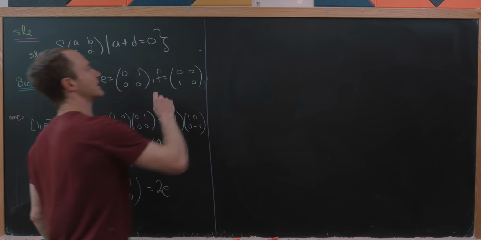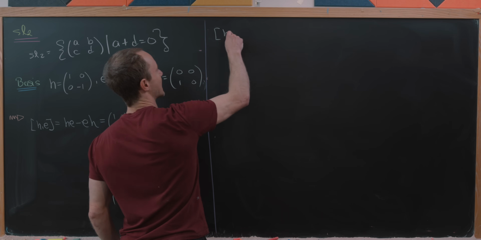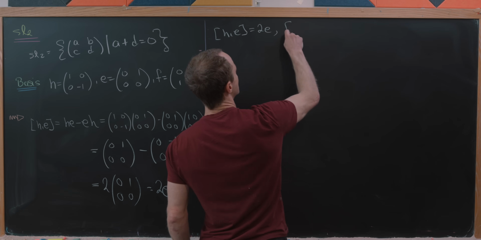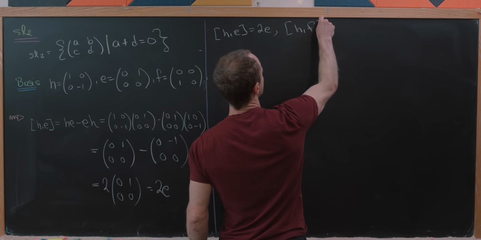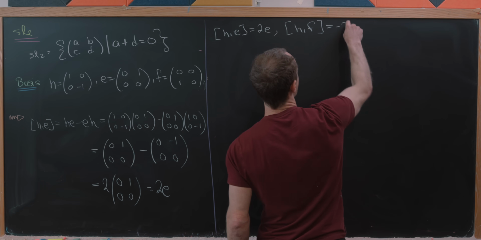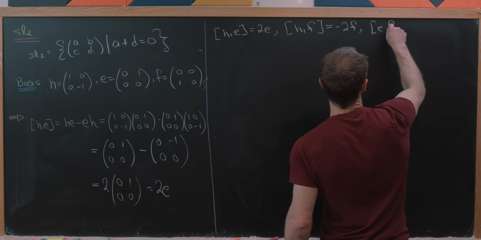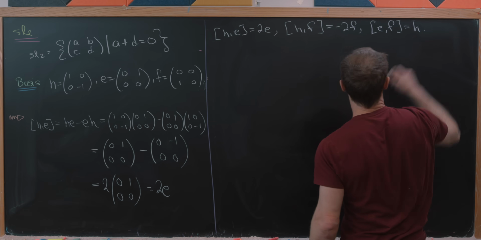So let's bring that up here. So we've got this bracket H with E is equal to 2 times E. And then via a really similar calculation, we have the bracket of H with F is minus 2 times F. And then the bracket of E with F will be equal to H.